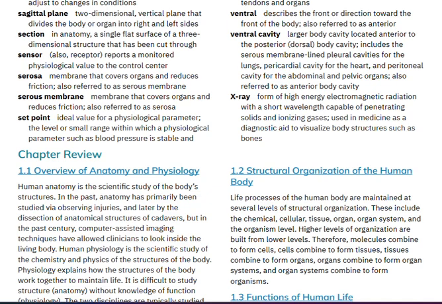X-ray, form of high-energy electromagnetic radiation with a short wavelength capable of penetrating solids and ionizing gases. It's mainly used for bones.